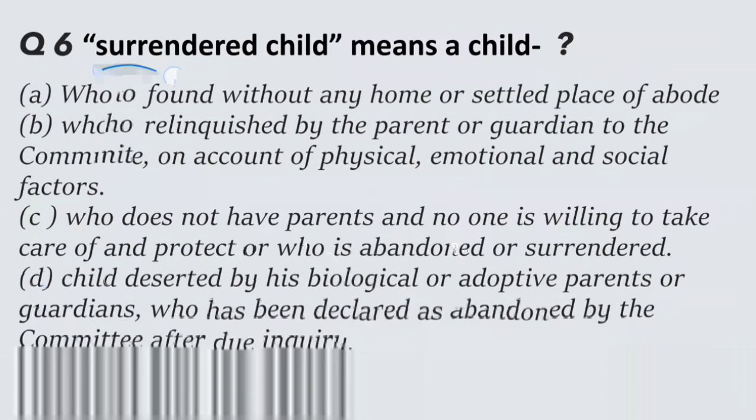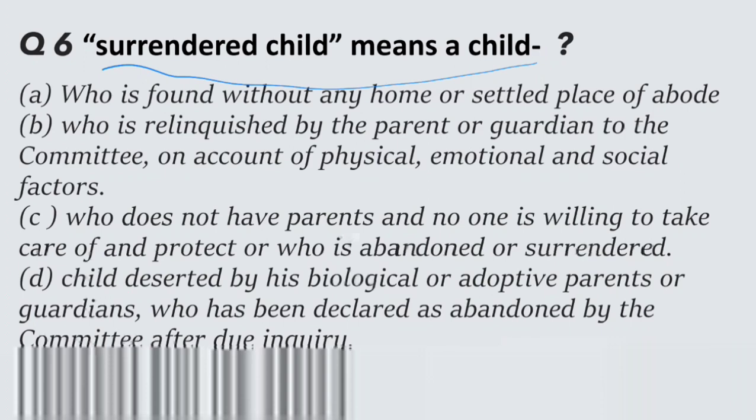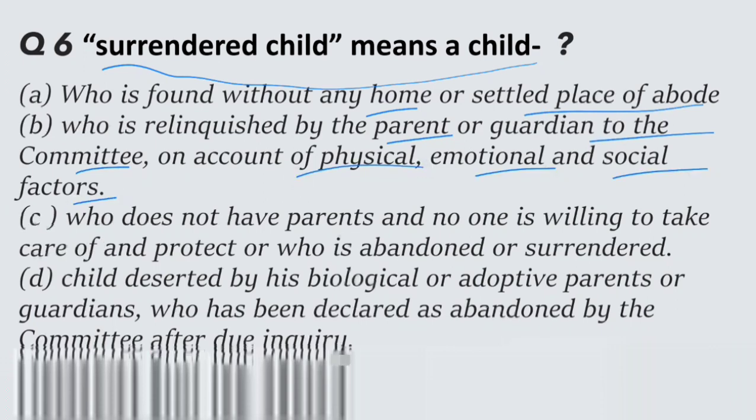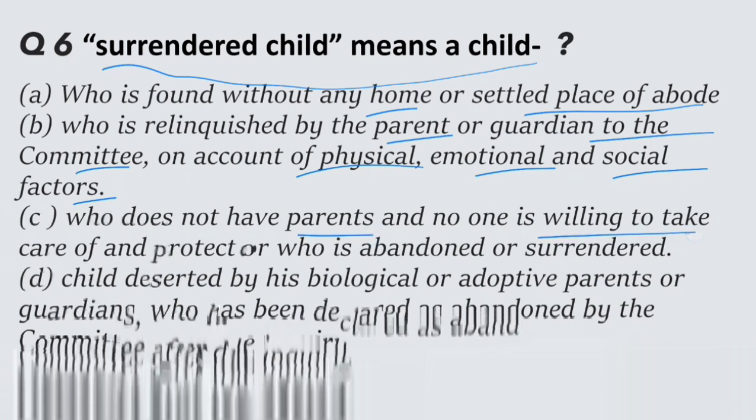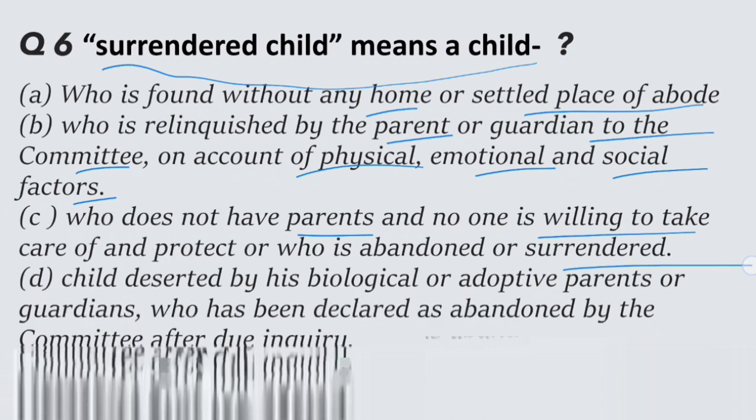Next question is, surrendered child means. Surrendered child as defined under the act, options are: A, who is found without any home or settled place of abode. B says who is relinquished by parents or guardian to the committee on account of physical, emotional and social factors. C says who does not have parents, no one is willing to take care of and protect, or is abandoned or surrendered.